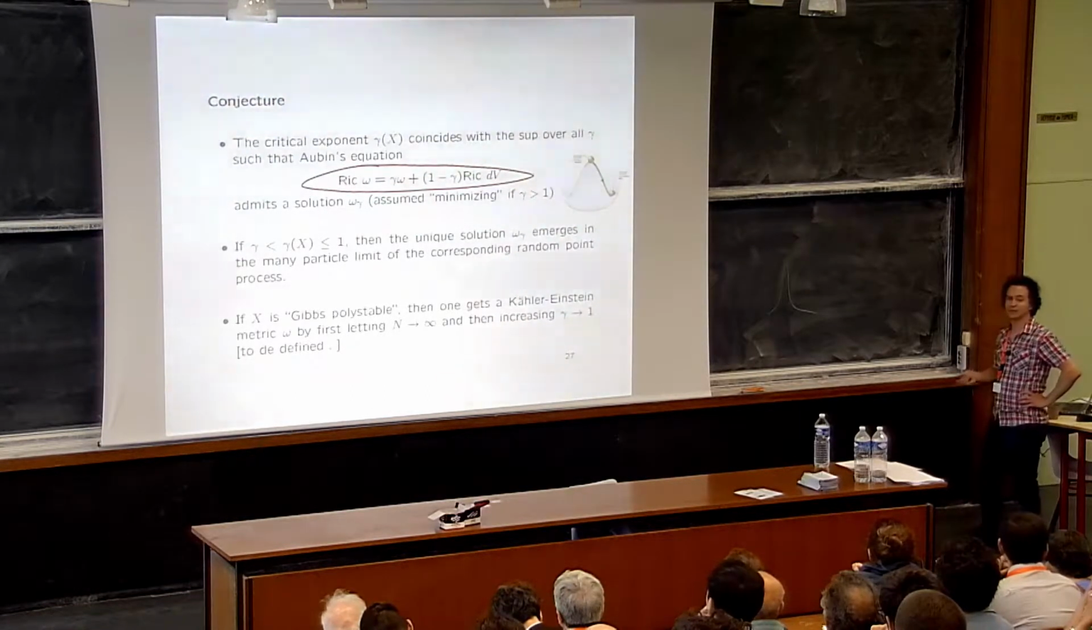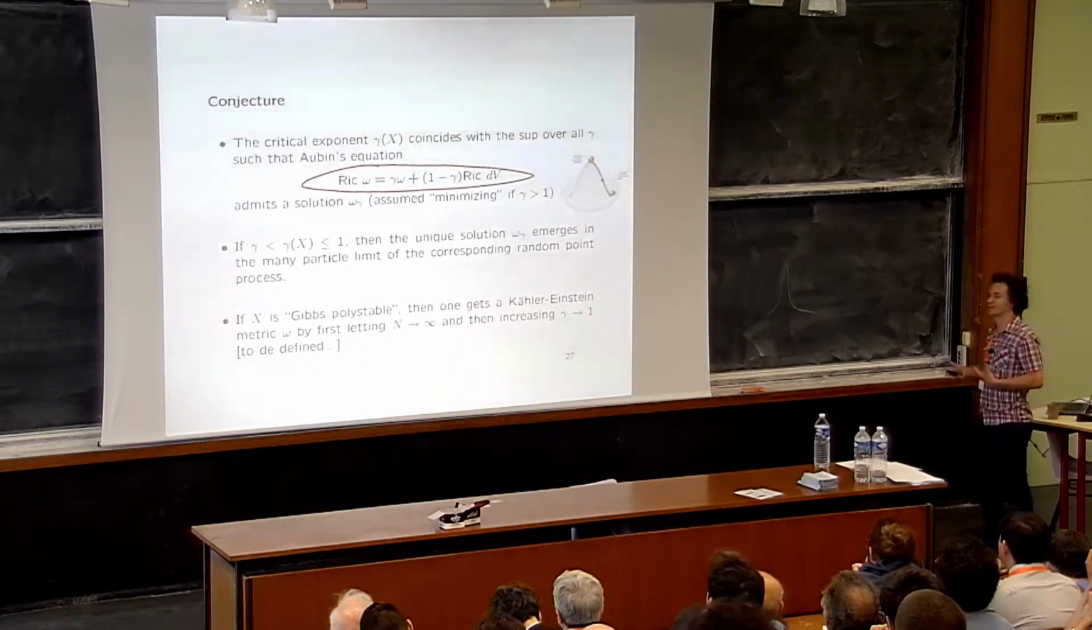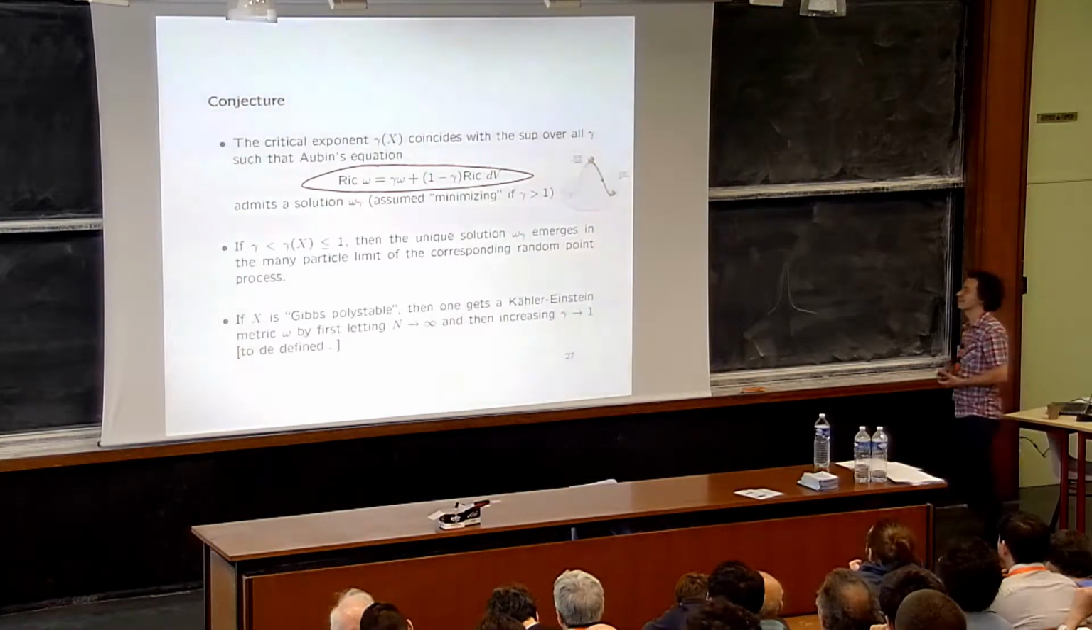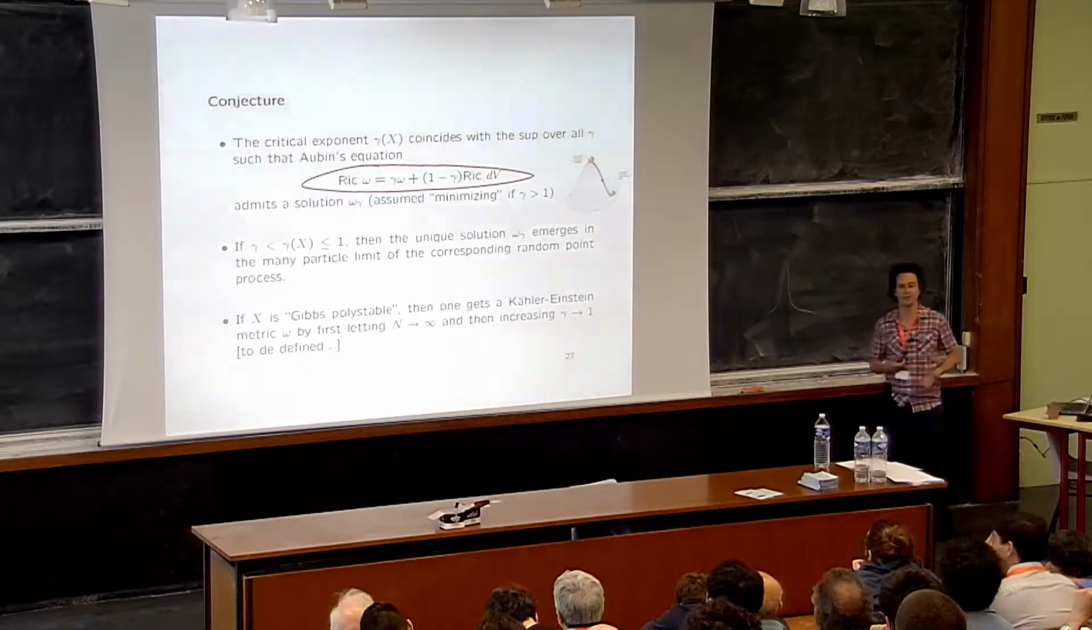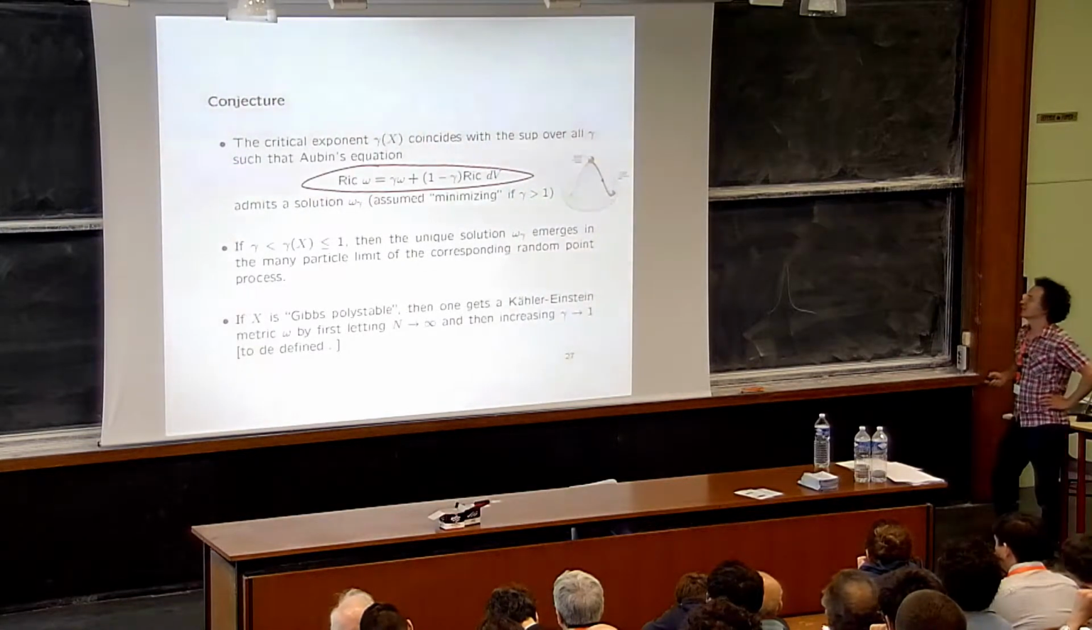Because I didn't put any restrictions on gamma, in that case there could be many unstable solutions. So then what the conjecture says is the existence of a minimizing solution, in the sense that it minimizes the K energy. But we're really mainly interested in the case where gamma is at most 1.